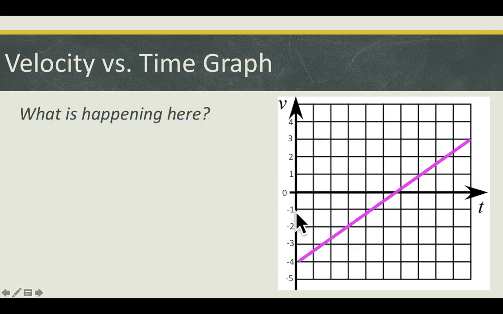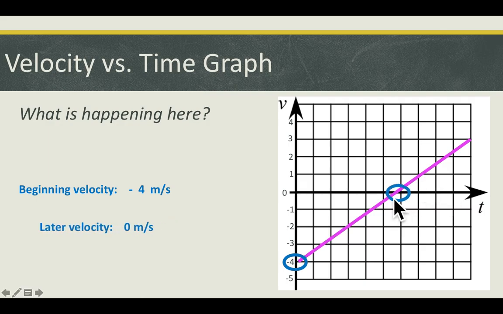What would be happening here with this pink line? So let's start at the beginning. We have a beginning velocity of -4 meters per second. So this thing is moving in the negative direction, so you can think of it as moving backwards at 4 meters per second. Then later, at this time, the velocity is 0, so it stops.